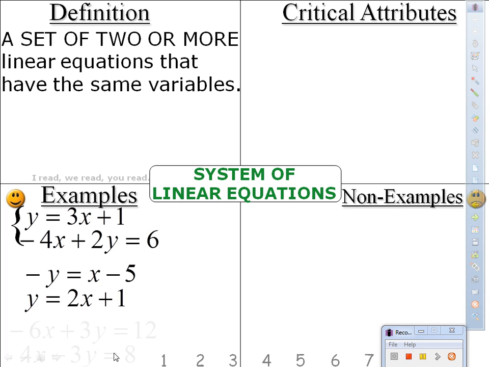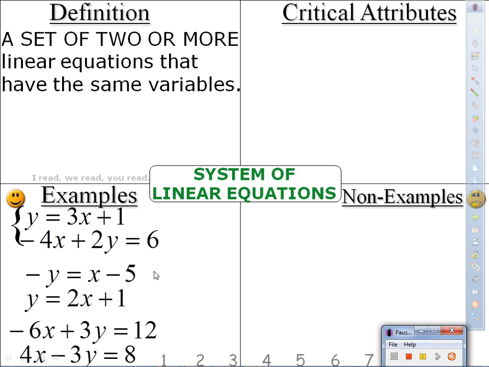Let me show you another system. Here it goes. Does it have two or more equations? Yes. Do they have the same variable? Yes. Negative 6x plus 3y equals 12, and 4x minus 3y equals 8. Copy those. So now that we know what a system of equations looks like and the definition, now let's look at what it's not. Let me give you one that is not a system.